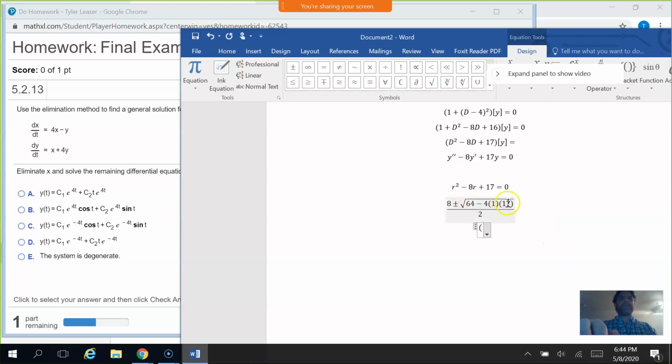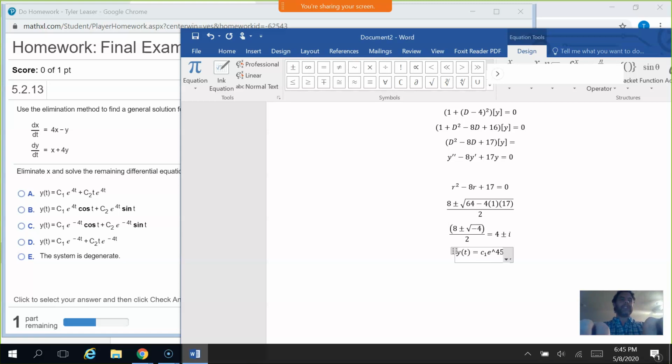Or maybe it's 4. So that's 69? Or 68, I meant. It's negative 4, though. Okay. Yeah, so that's going to be a 2i, which means that on dividing each of them by 2, we're going to have 4 plus and minus i. That means we're going to have the solution that looks a little bit more complicated.